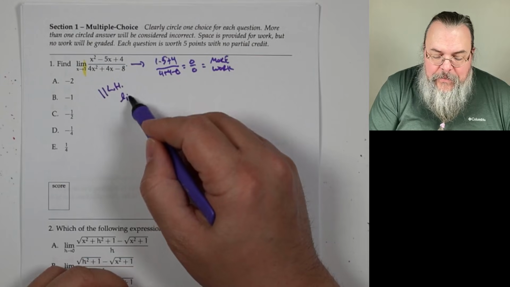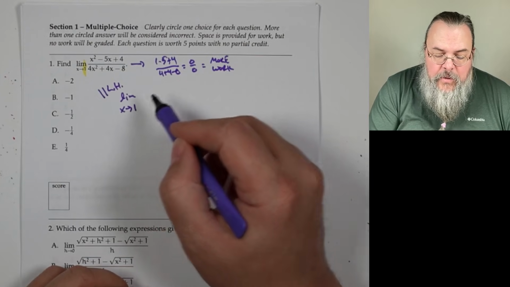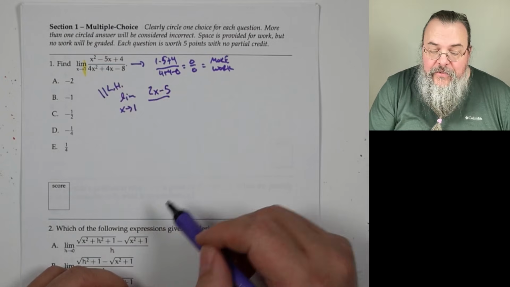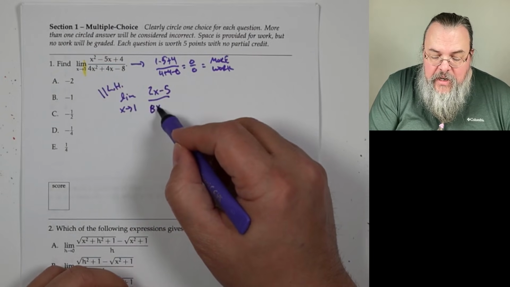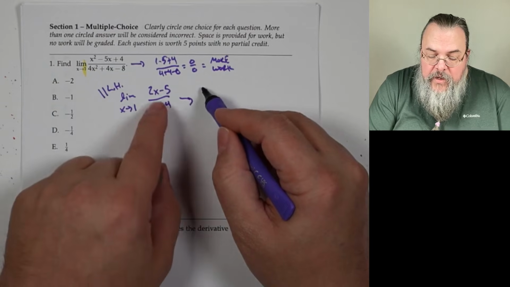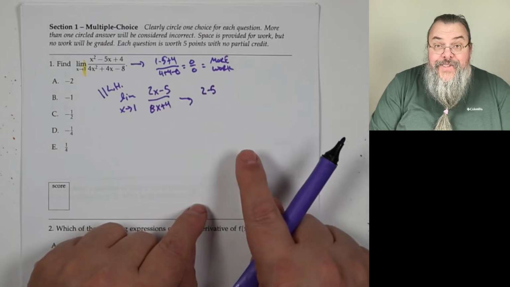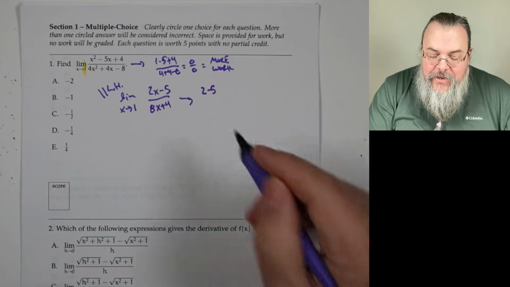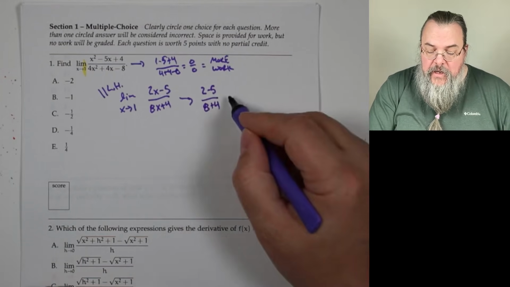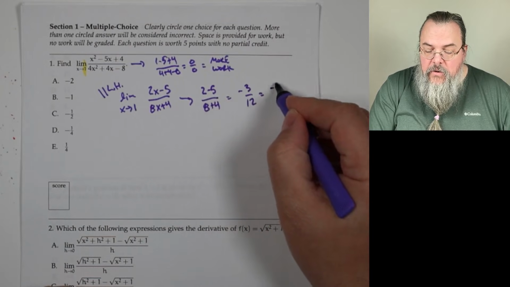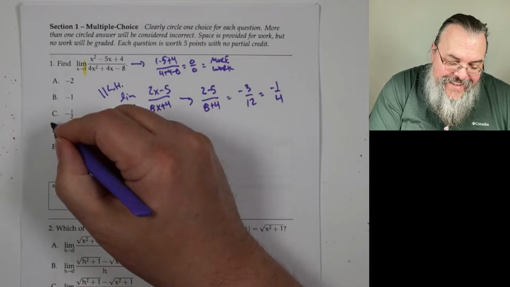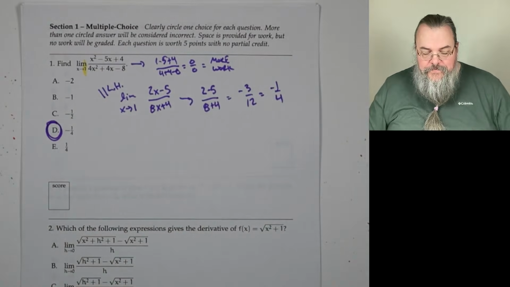So if we apply l'hôpital, this will become a limit as x approaches 1. Take the derivative upstairs, so it's going to be 2x minus 5. Take the derivative downstairs, 8x plus 4. And what do we do? Well, we plug in 1. Upstairs, 2 minus 5. Not 0, so we're done. Whatever it is that's going to happen, it happens right now. 8 plus 4. And so that's negative 3 over 12, or negative 1/4. So the answer is negative 1/4. D. And we're done. Good.